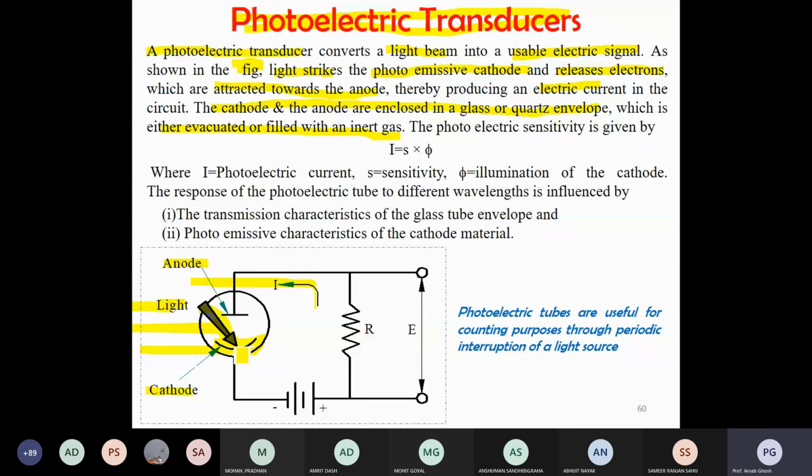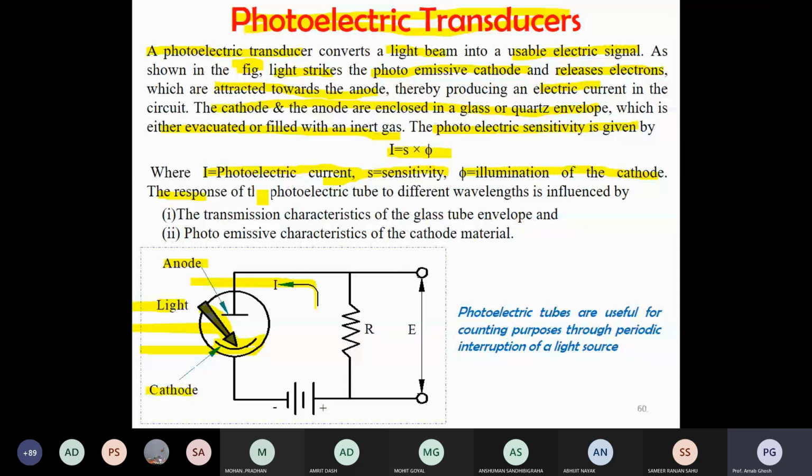The photoelectric sensitivity is given by I equal to S into phi. S is the sensitivity, phi is the illumination of the cathode. Illumination is a measuring parameter, meaning how much illumination is available. Packets of photons are available due to the sunlight, or maybe you are using any other illuminating beams, meaning light beams, so the illumination is another important feature. And I equal to what? It is the photoelectric current. The current level is very low compared to normal currents.